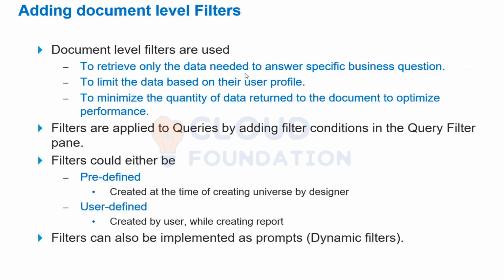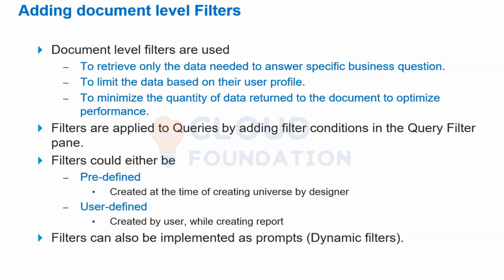Document level filters are used to retrieve only the data needed to answer a specific business question. If they want to concentrate on only the Asia region, we can put the region in the filter as Asia and fetch the data for Asia and do our analysis. If the salesperson or supervisor is from the Asia region, he will be more interested in that data only. He will not be interested to see all the data, which will also improve the query performance.